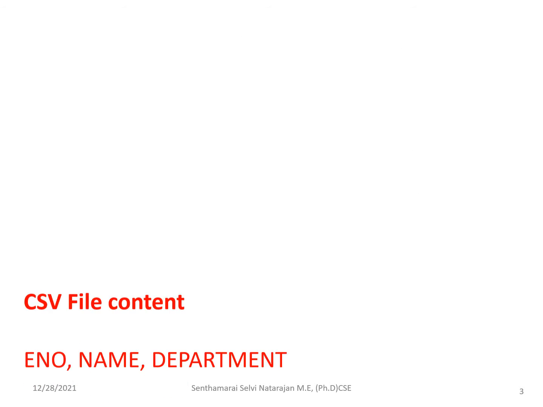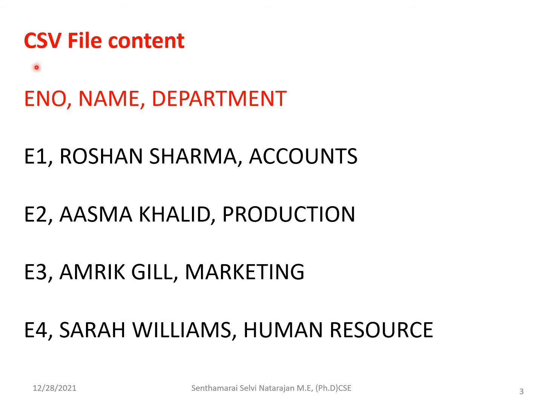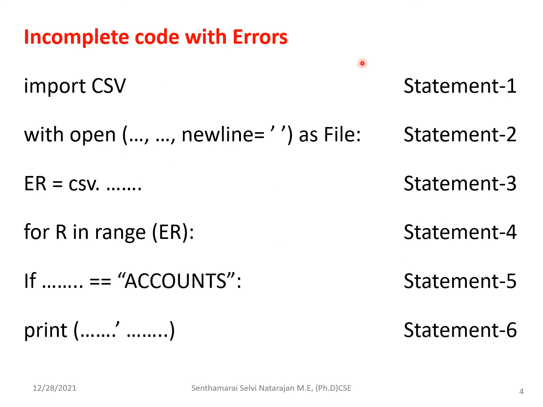This is the content, that is, the details within the CSV file, with the employee number, name, and then department. Here they have given 4 records. Next is the set of code written by Nisha. It is incomplete code with errors. They have given 6 statements. Let us see one by one.